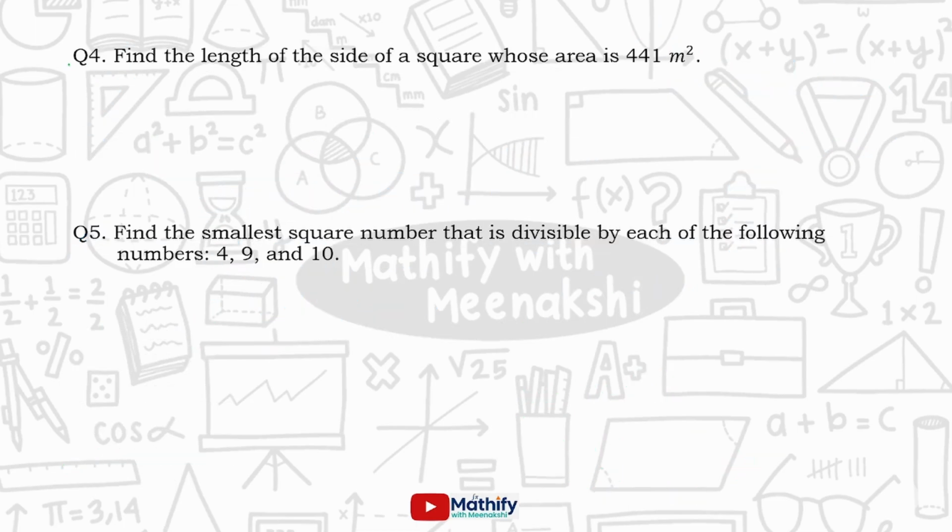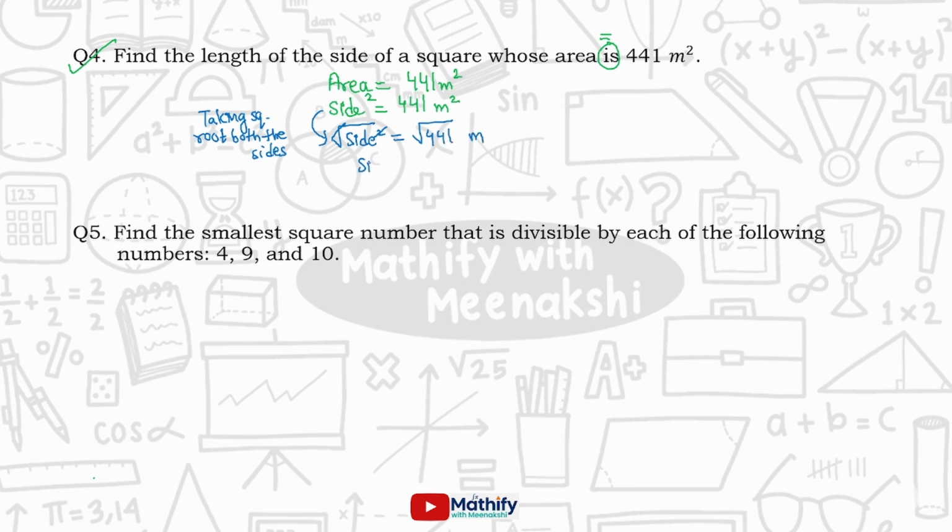Fourth question, find the length of the side of a square whose area is given as 441 meter square. We know the formula of area of square, that is side into side. You can say side square is 441 meter square and we have to find the side. Now we know side square and we have to find side. So how will we do that? You take the square root on both the sides. Square and square root are inverse operations, so you can cut that, and here square root of 441, again meter square becomes meter.